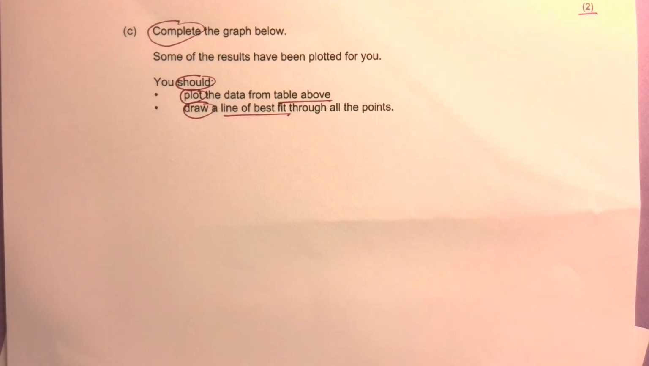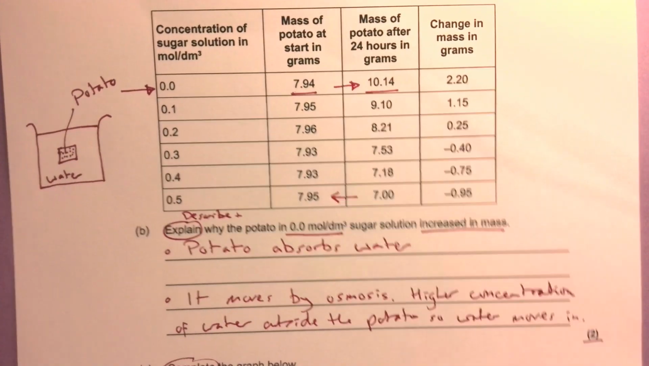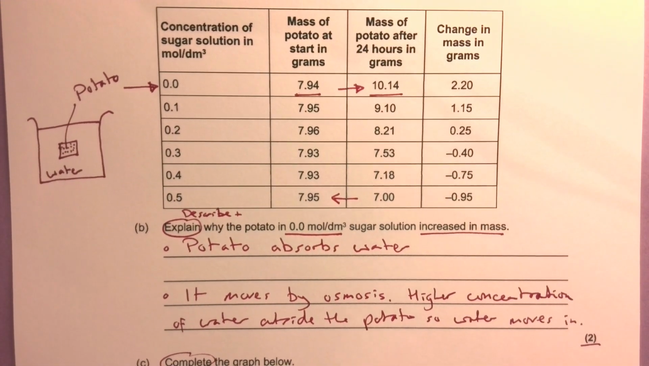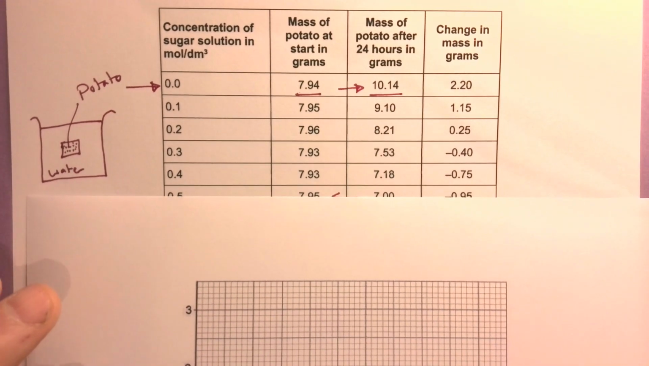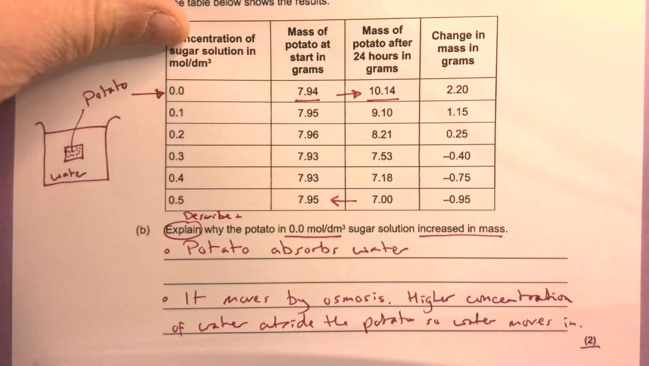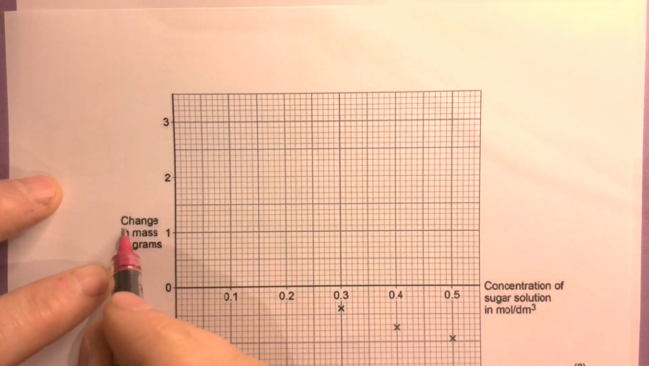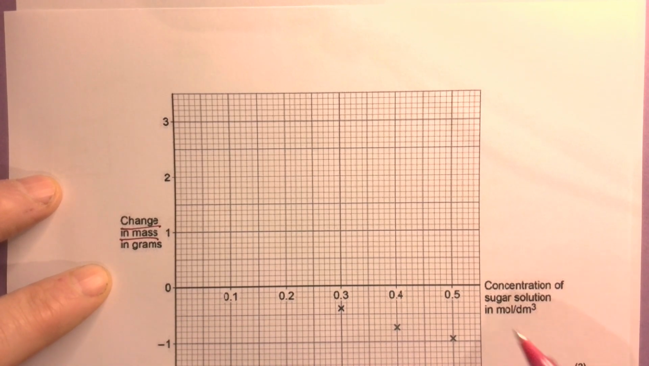Okay, so don't worry about doing dot to dot. We don't do dot to dot. Okay, so there's the data, and here's the graph. Unfortunately I'm going to struggle to show both pieces at once. So we're looking at the change in mass.